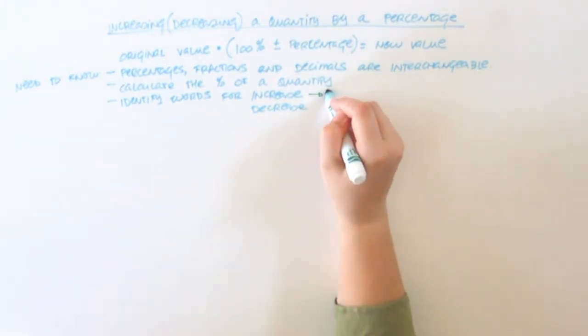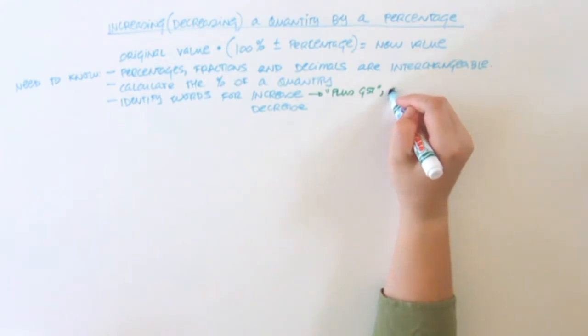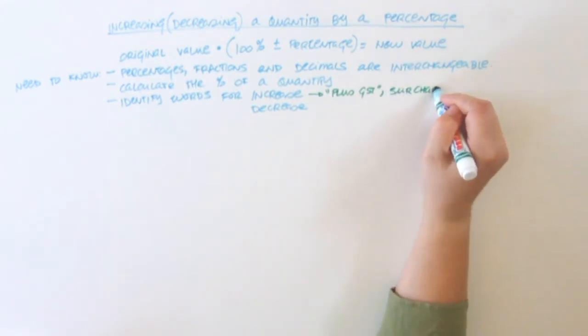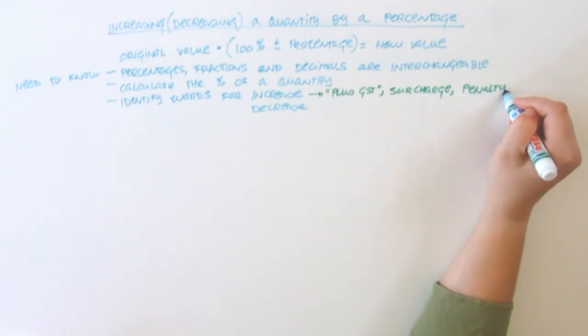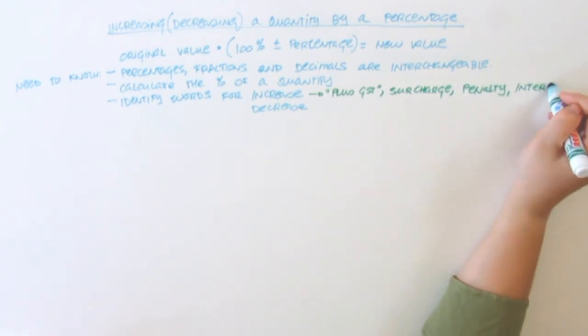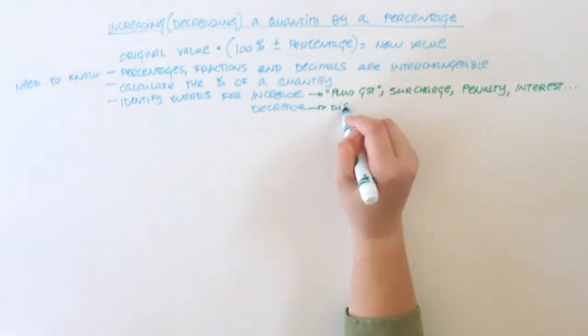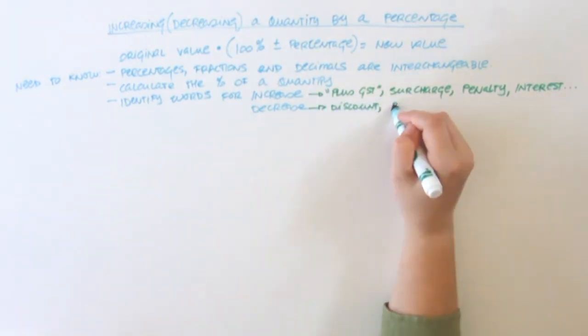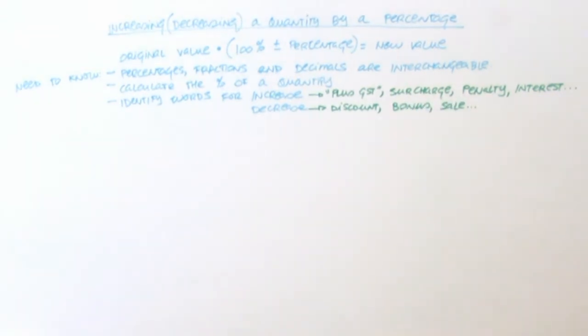And if we are talking about money, for example, an increase, you could see things like plus GST or a surcharge, or they're talking about a penalty or interest, those kinds of things. If it's a decrease, I'm taking out, so it could be words like there is a discount or a bonus or a sale, that kind of stuff.